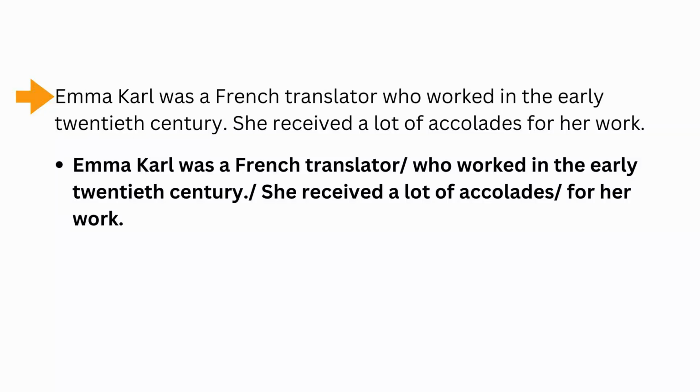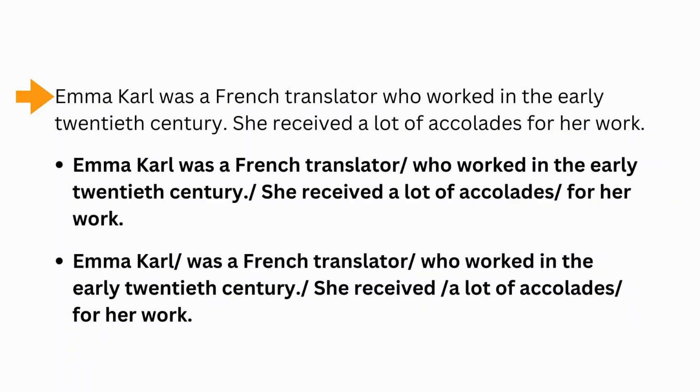Now this has been divided into 4 sense groups. Observe how I pause at the end of the sense group. Emma Carl was a French translator who worked in the early 20th century. She received a lot of accolades for her work. In another way, you can divide it into 6 sense groups. Emma Carl was a French translator who worked in the early 20th century. She received a lot of accolades for her work.